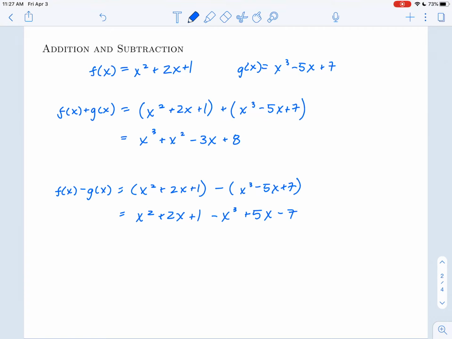And then from here we do that same thing. We're going to combine our like terms. Again, I'm going to start with the highest power and move my way down. That x cubed is now negative, so I'll have that negative x cubed out front. I'll add in that x squared. Again, I'm going to combine my 2x and 5x, but now that that 5x is positive, I'll end up with a positive 7x. And lastly, that 1 and that negative 7 will combine to a negative 6.